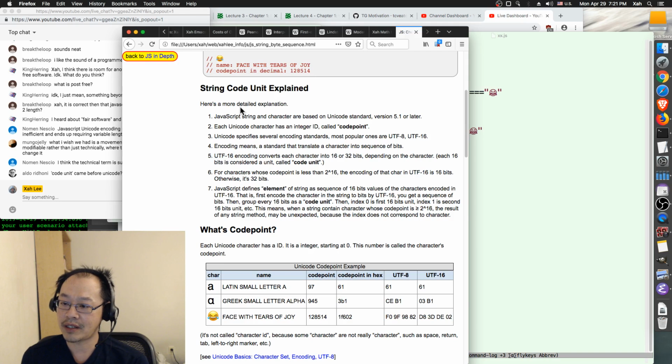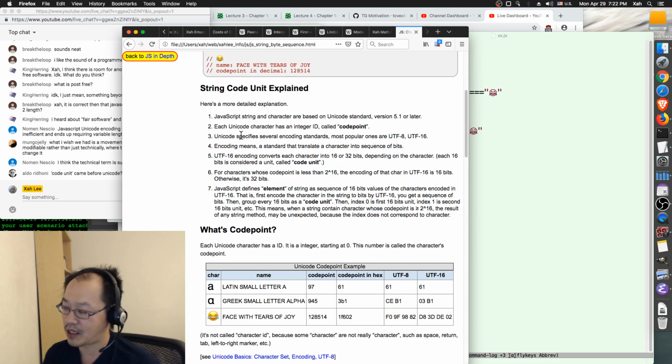Each character from the Unicode standard has an ID, an integer ID called a code point. Okay, so this is an important concept. Each character has an ID that's called a code point. Now Unicode specifies several encoding standards. The two most popular ones are UTF-8 and UTF-16.